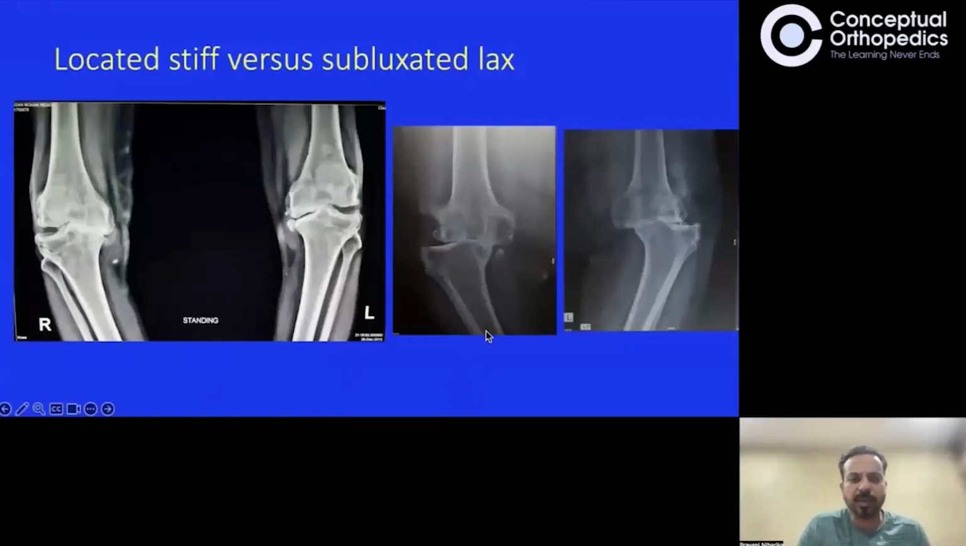You must always be aware that the laterally subluxated knees actually are quite correctable. They are lax. And in these cases, the trick is to cut less bone on the tibial side and then go slowly with the surgical balancing.